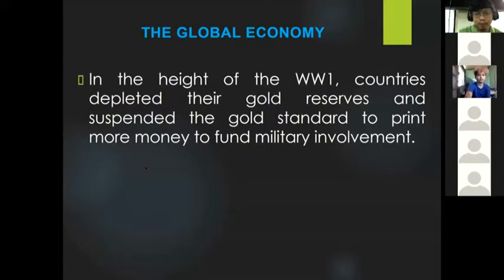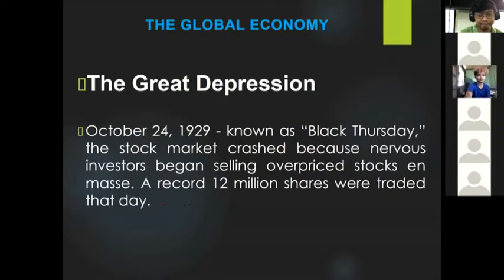So in the height of the World War I, countries depleted their gold reserves. So they suspended the gold standard and they wanted to print money to fund military involvement. Then the Great Depression came. No? In October 29, 1929, nagkaroon ng depression sa Western countries and syempre affected yung buong mundo.